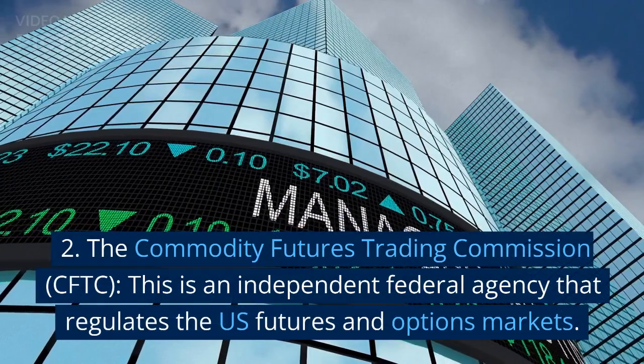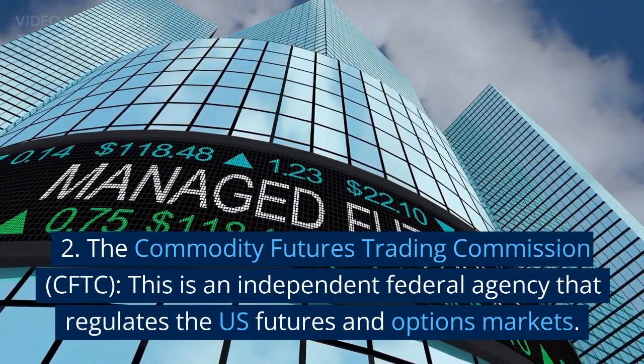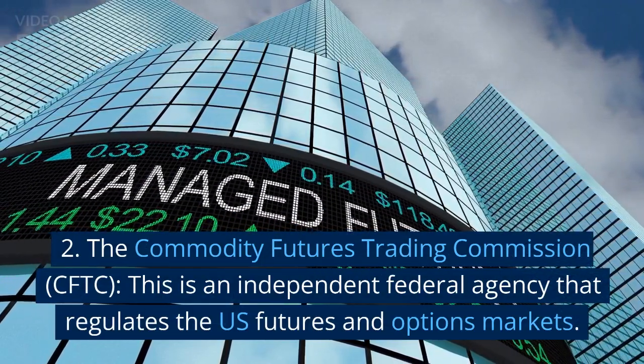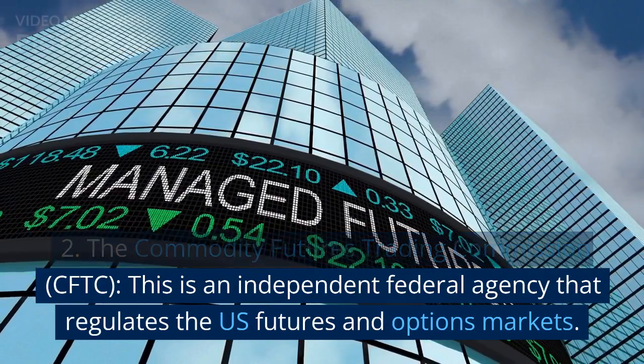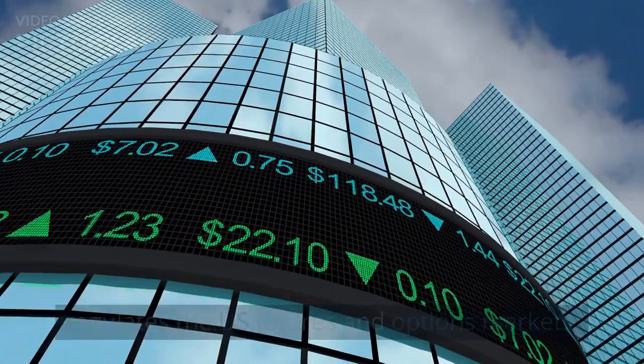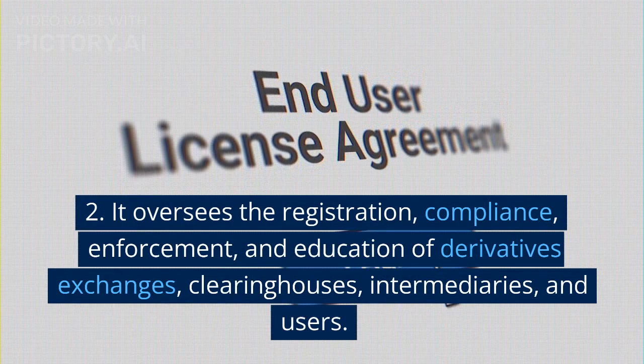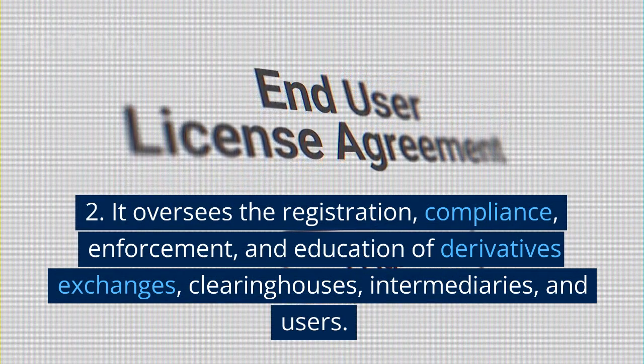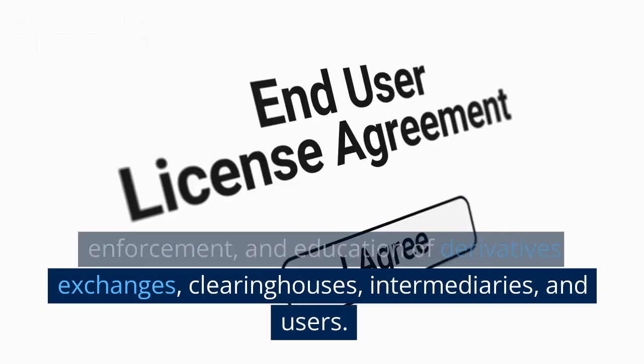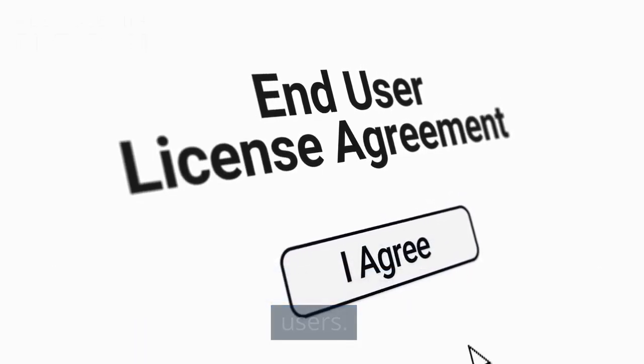2. The Commodity Futures Trading Commission, CFTC. This is an independent federal agency that regulates the U.S. futures and options markets. It oversees the registration, compliance, enforcement, and education of derivatives exchanges, clearinghouses, intermediaries, and users.